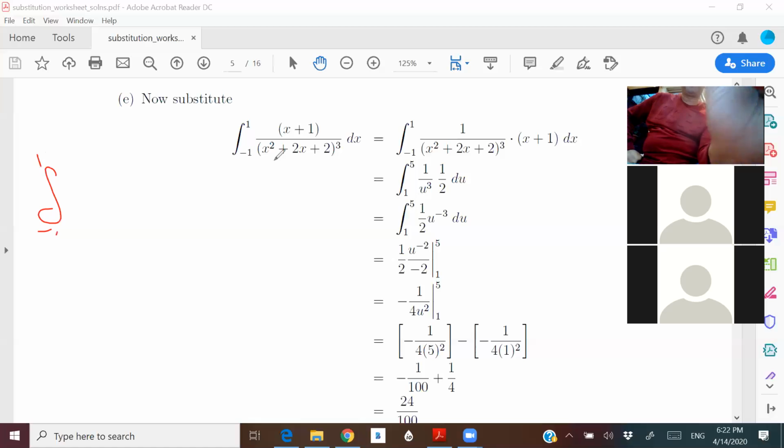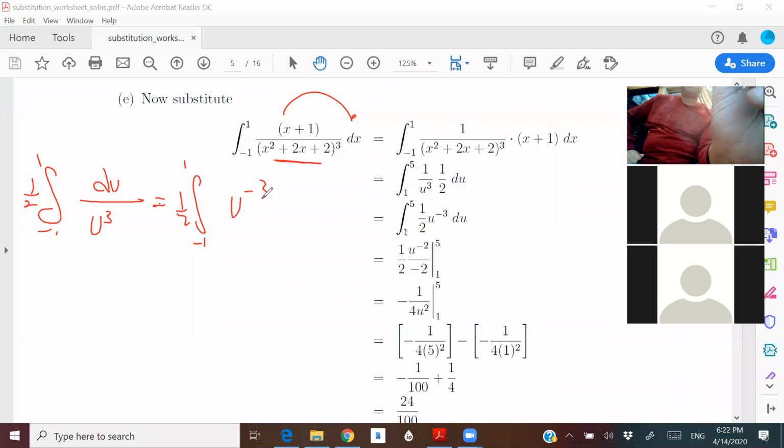Integration from -1 to 1. This part is u to the power 3. This part is half du, so I integrate half, from -1 to 1, of u^-3 du. Integrate, please: it becomes u^-2 over -2. No constant here. Where is the half? The half is here, from -1 up to 1.